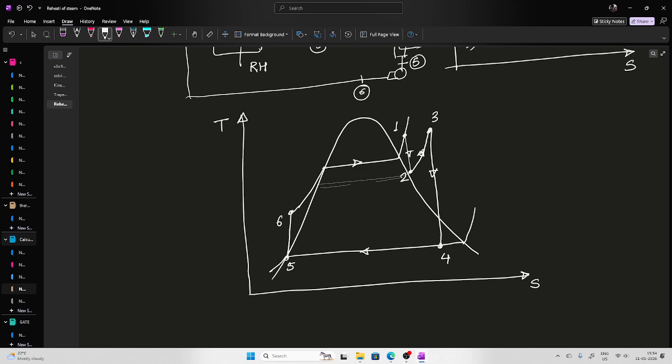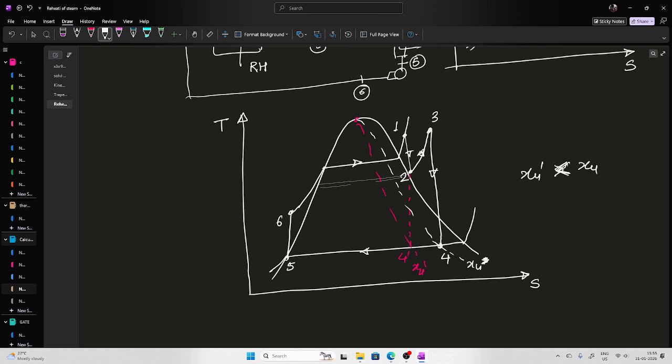So this is the one, and that completes your reheat Rankine cycle. So here the catch is, if you would have expanded the steam directly, then the dryness fraction here, if this is 4 prime, let's say, would be x4 prime. Whereas due to this reheating, you are able to get a higher dryness fraction at the exit of the turbine in comparison to the dryness fraction you could have obtained with direct expansion in a single turbine.